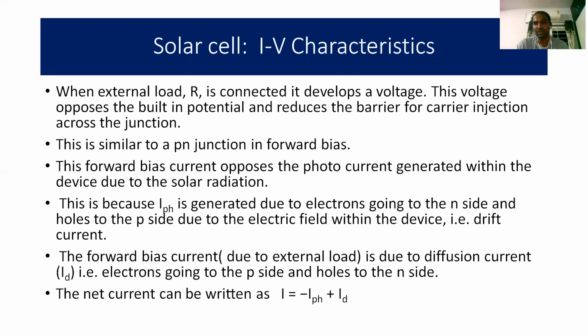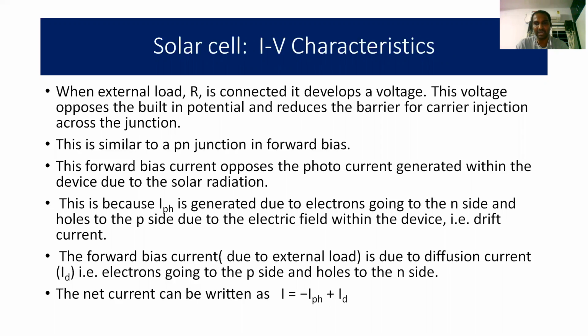When an external load is connected, it develops a voltage. The voltage opposes the built-in potential and reduces the barrier for carrier injection across the junction. This is similar to a PN junction operated under forward bias. This forward bias current opposes the current generated within the device due to the solar radiation. This is because IPH is generated due to electrons going to the N side and holes to the P side due to the electric field within the device. That is drift current. This phenomenon is known as drift.